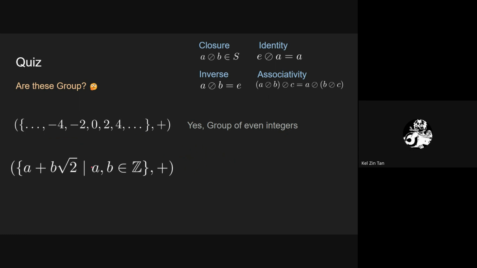Okay, so now this is the more interesting one. I'll create a poll for this. Basically, what this is saying is, this is all the elements where I replace A with an integer and I replace B with an integer. So for example, 1 plus square root of 2 is inside here. 7 plus 5 square root of 2 is also inside this set. So this is a collection of all things like 2 plus 2 square root of 2. Basically, the first part and the second part are integers. So is this a group or not?